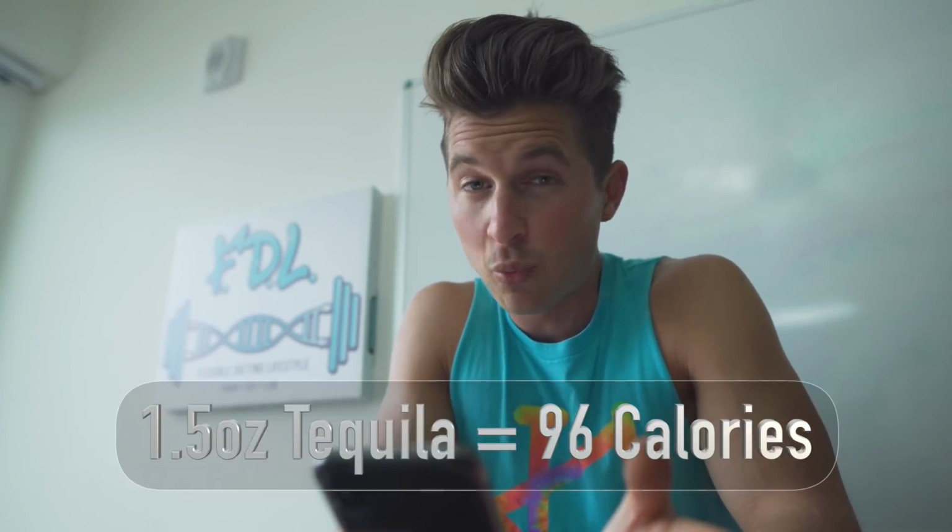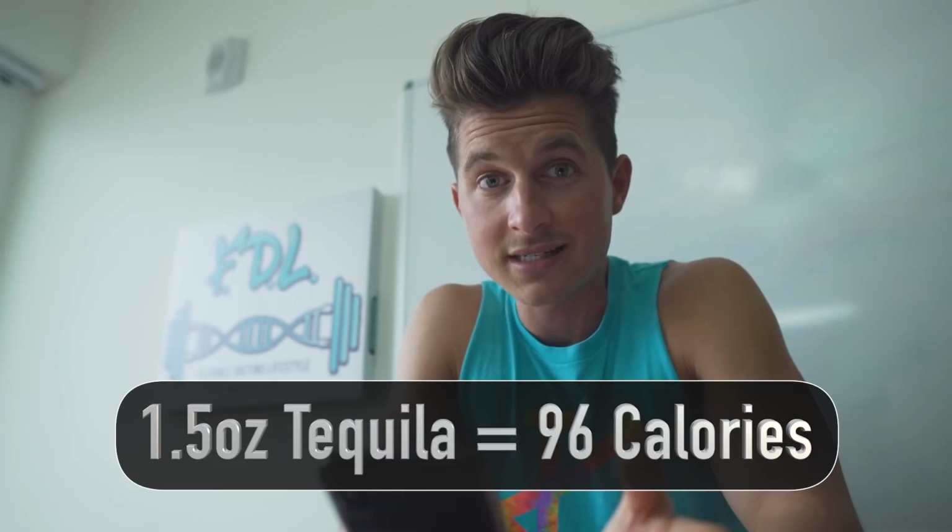All right, so now it's time to figure out how to log your alcohol into MyFitnessPal. So for me, I'm going to stick with tequila and club soda. So literally that's carbonated water and tequila, keeping it super simple. The only calories are coming from tequila. And so most times when you get a drink like that, it's about 1.5 ounces of tequila or whatever liquor that you're going for. So I know that 1.5 ounces of tequila is 96 calories.